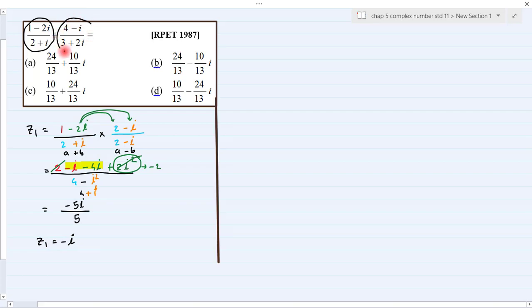Similarly, let's try to simplify our Z2, which is (4 - i)/(3 + 2i). As we know, to simplify this, let's multiply and divide by the conjugate of the denominator, which is 3 - 2i. Now, let's simplify. This 4 multiplied with 3 will give us 12.